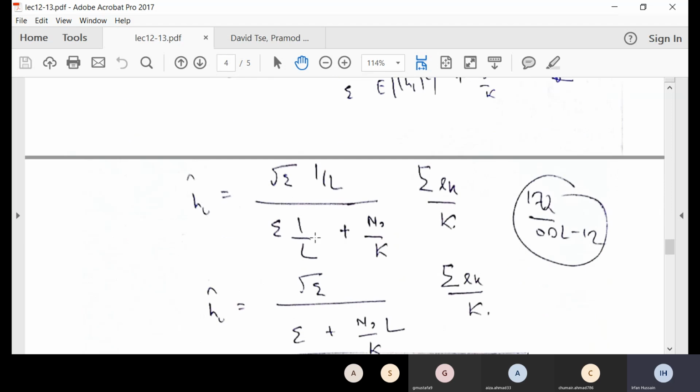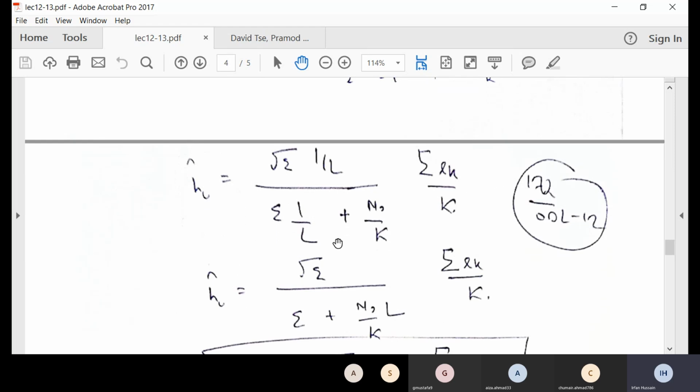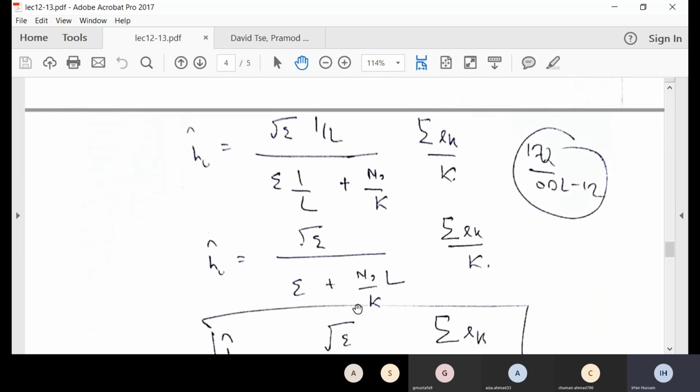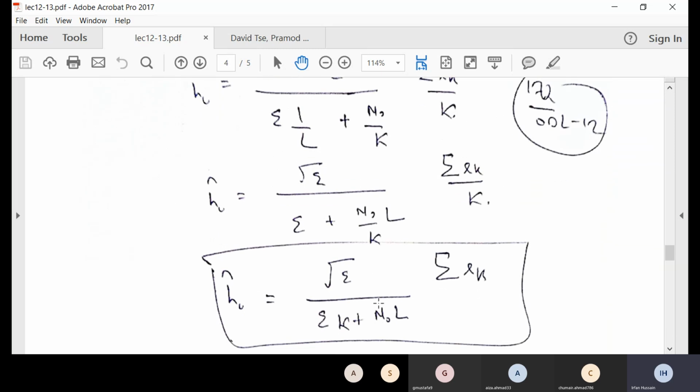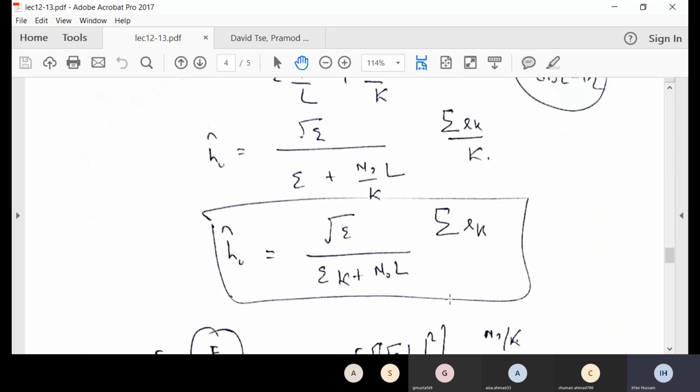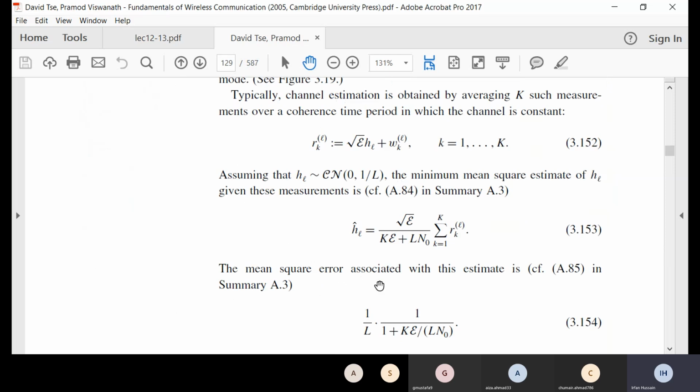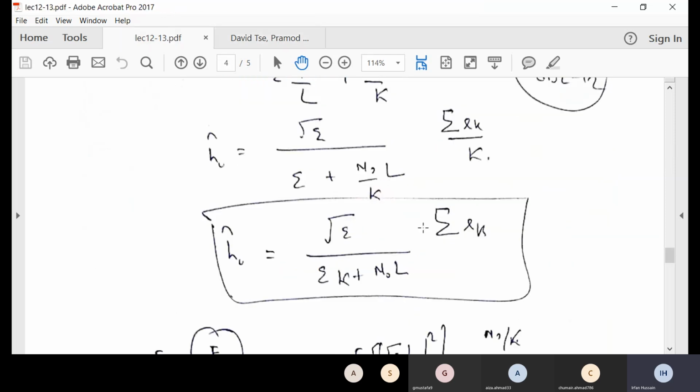This becomes 1 over L. Then I multiply numerator and denominator by L, and you can see how this becomes like this. Furthermore, I can take this K here, this becomes KE, this becomes N naught L. Hence, we have derived what needed to be derived, that the estimate will be equal to this thing, and this is what I have derived here. This proof I have done.